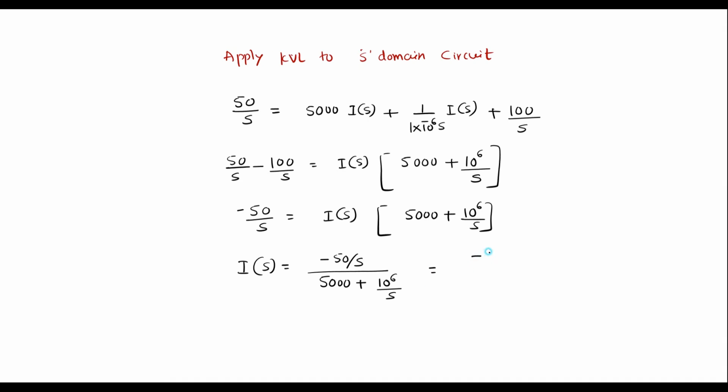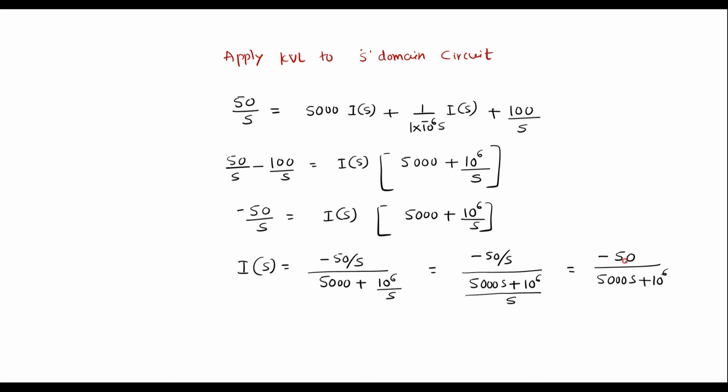Or I can represent it as minus 50 divided by S, divided by 5000 S plus 10 power 6 divided by S, where I have taken S as the LCM. So further, this S will go to the numerator, and this S and this S will get cancelled, and we get minus 50 divided by 5000 S plus 10 power 6. Let me simplify this further.